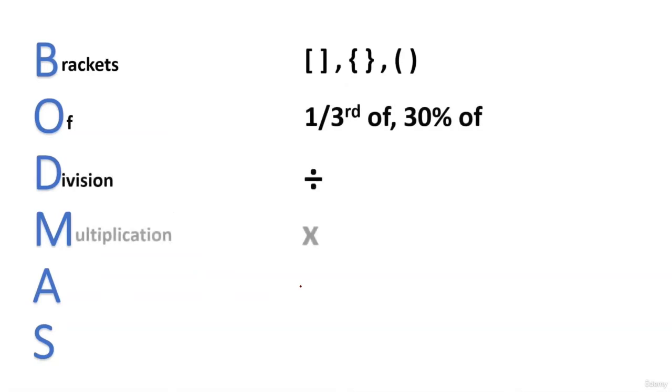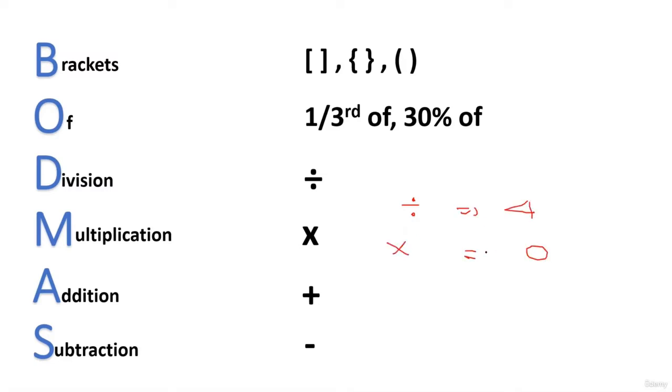BODMAS is basically an abbreviation for brackets, of, division, multiplication, addition, subtraction. It's a sequence जो follow करना होता है हमें whenever we are having different operators in the same question. जैसे कि they will give you a question where they will say कि suppose division is replaced by triangle, suppose multiplication is replaced by circle, suppose addition is replaced by dollar, and subtraction is replaced by question mark. Then find the value of 7 triangle 6 dollar 11 question mark 1 circle 5.